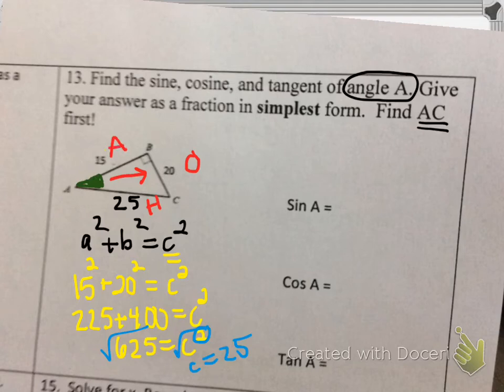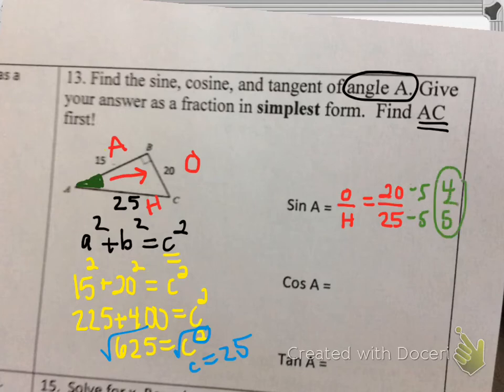Sine of A is defined as opposite over hypotenuse. So the opposite in my picture is 20, hypotenuse is 25, and it said reduce this. Well, I could divide both of these by 5, so I get 4/5. You could divide all three numbers in the picture first, the 15, 20, and the 25, if you wanted to.